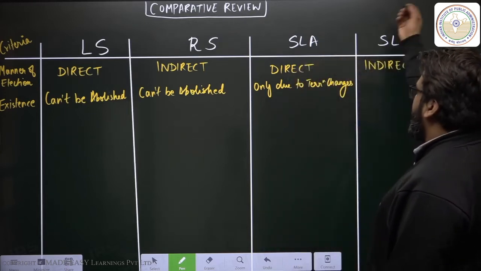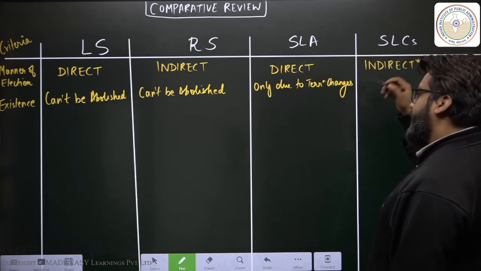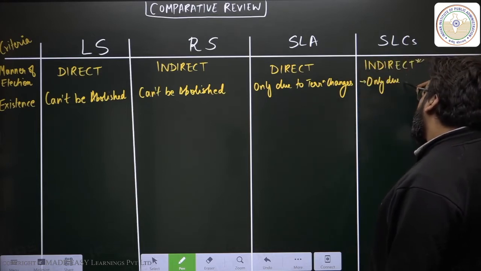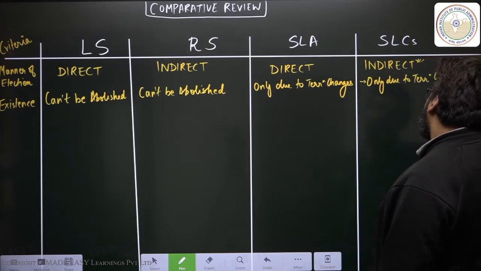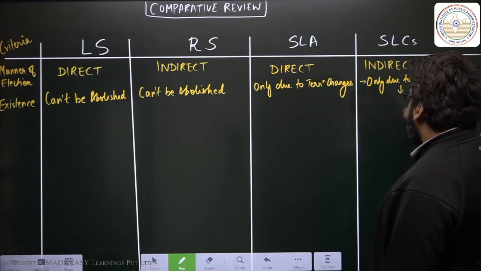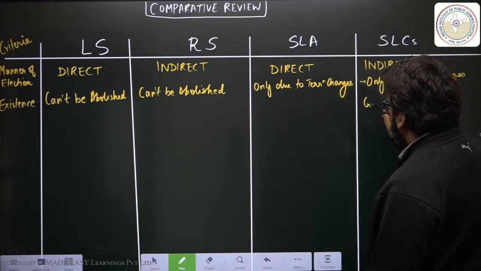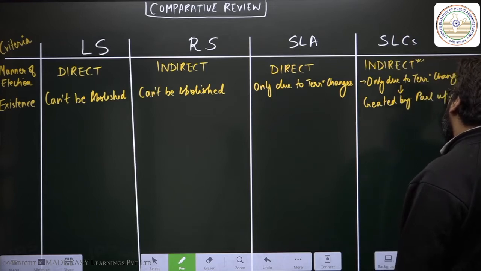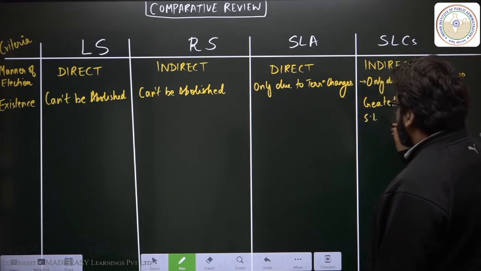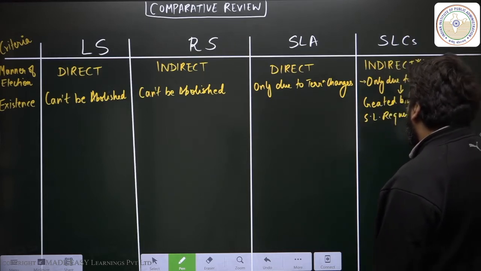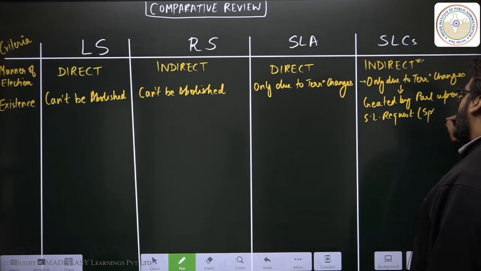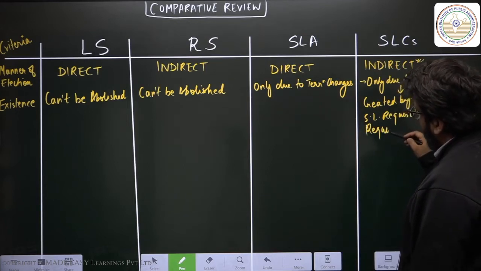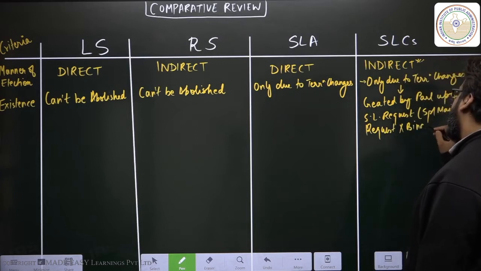Similarly, here there are 2 points to note. First, that if you're converting the state, then of course only due to territorial changes, and they are created by the parliament upon state legislature request, which is done through a special majority, and the request is not binding on the parliament.